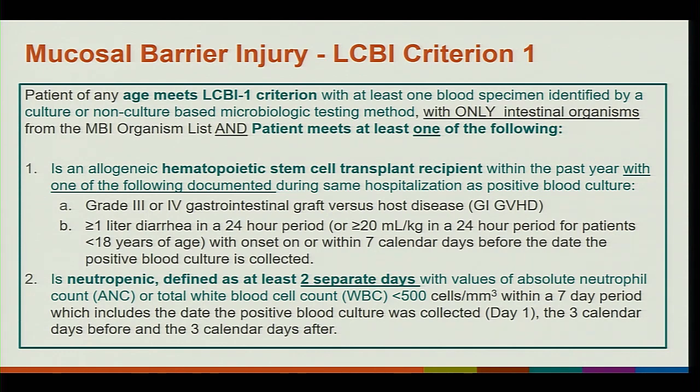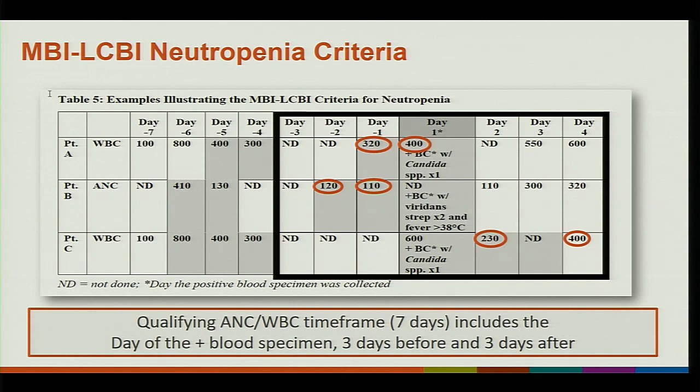The patient may also meet the neutropenic element, which is defined as 2 separate days with values of absolute neutrophil count, or your ANC, or total white blood cell count, less than 500 cells per millimeter cube within a 7-day period, which includes the date the positive blood culture was collected, which is day 1, the 3 calendar days before, and the 3 calendar days after. For an ANC or WBC value to be eligible for use, they must occur within the 7 days that includes the day of the positive blood specimen, the 3 days before, and the 3 days after. This time frame looks like an IWP and sounds like an IWP, but in this case, it is not.